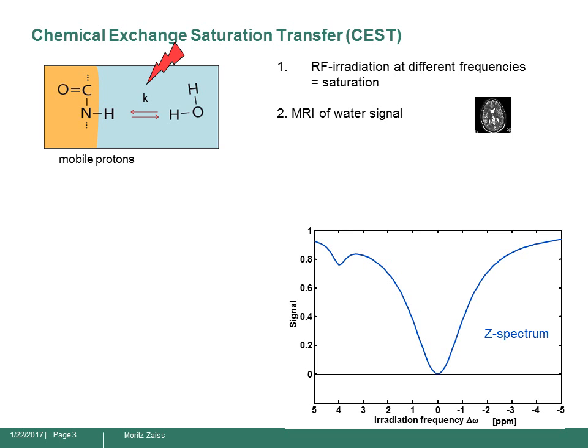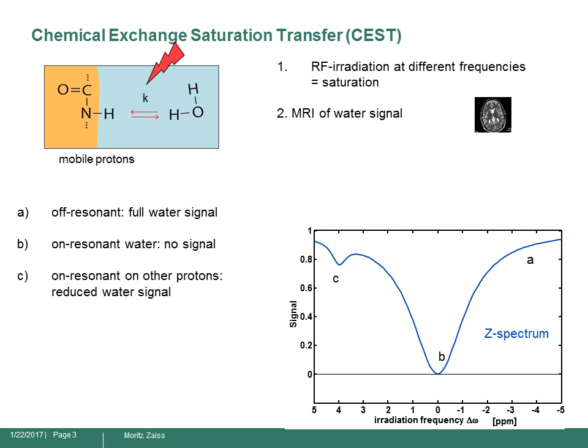So this is the signal after saturation at a certain frequency offset, or short, offset. If we are far off resonant, like here, we get almost a full water signal, so this is normalized to 1 here. If we hit the water directly, of course, we have no signal anymore, so this is the 0. But if we now hit these mobile protons, they exchange and we get this relatively small CEST dip.